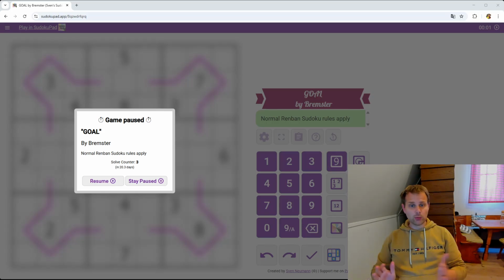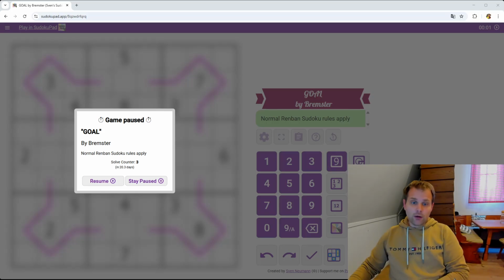And it's a normal Rembrandt Sudoku. It's a bit tricky. And if you want to do it yourself, hit pause and otherwise stick with me for the solution.